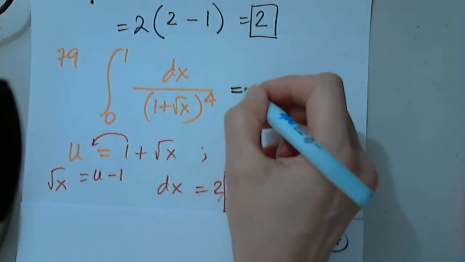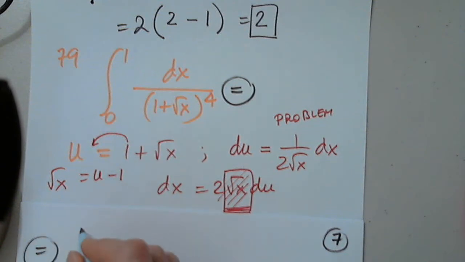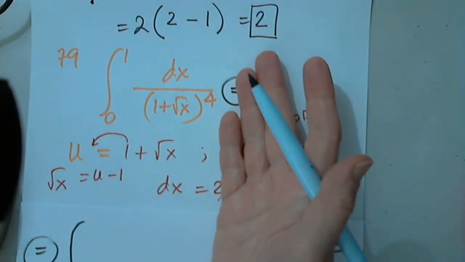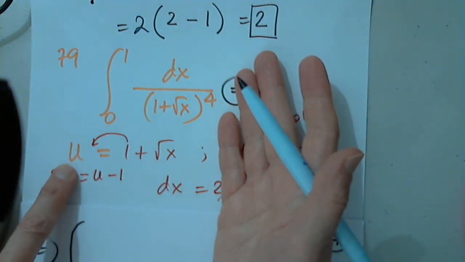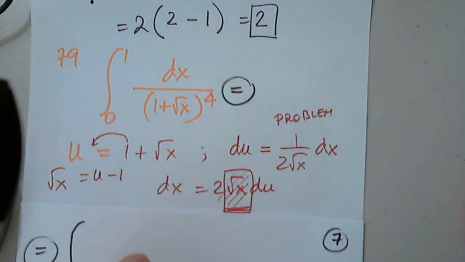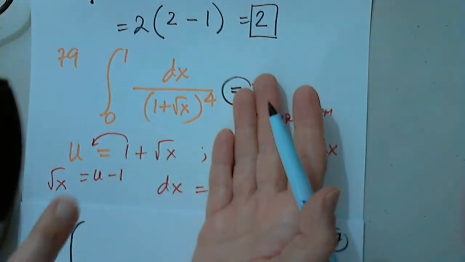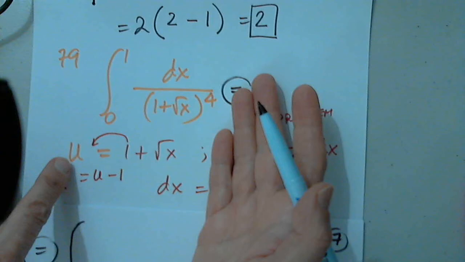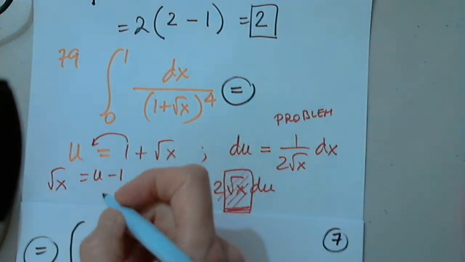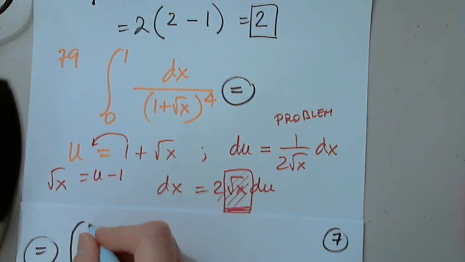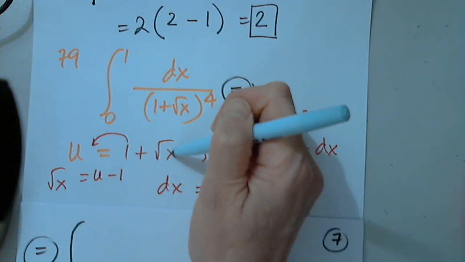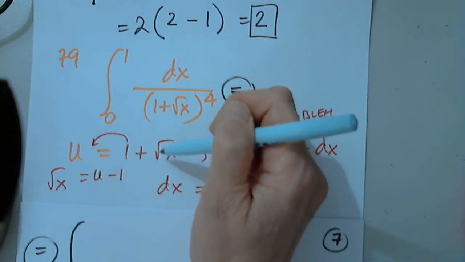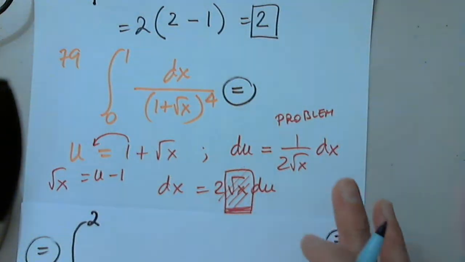So now let's see. Do not copy the limits of integration. Let's determine them right now. When x is 0, how much is u? One. Excellent. When x is 1, how much is u? 2. Exactly. And now we have to be very careful.